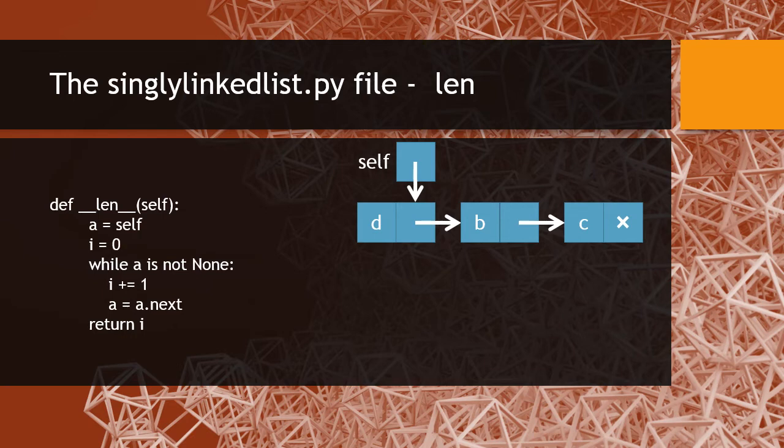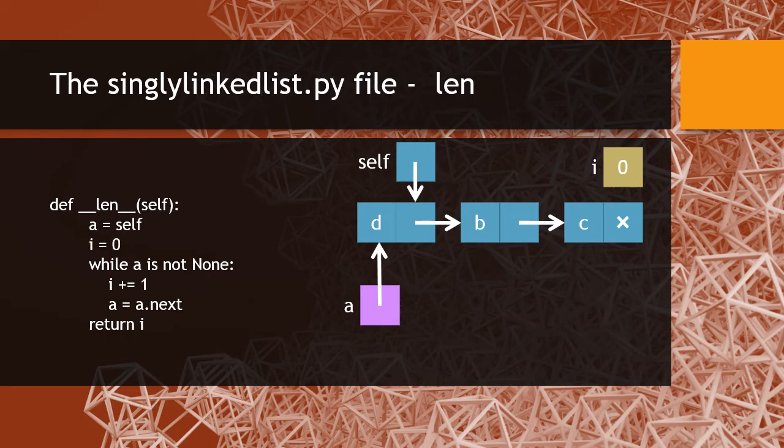So the code says A is self. Make A point where self is pointing. I equals 0. I is a variable initialized to 0. While A is not none. So check, is A pointing to none? No, it is not. We move into the body of the while, which says increment I.